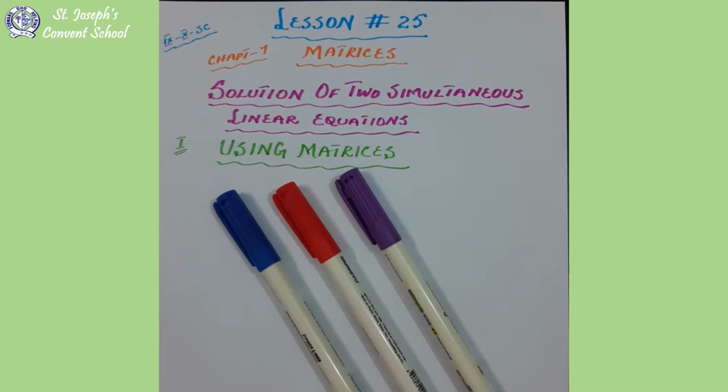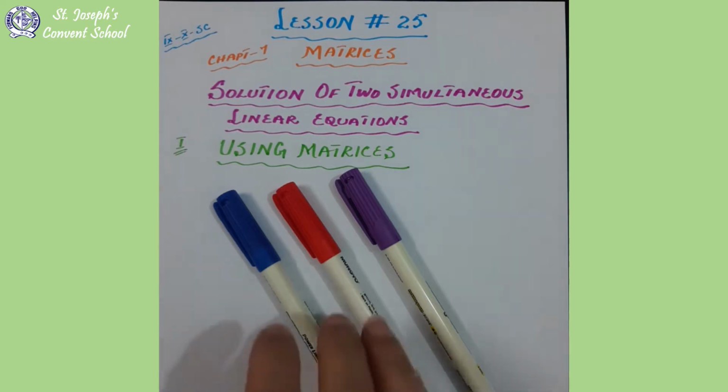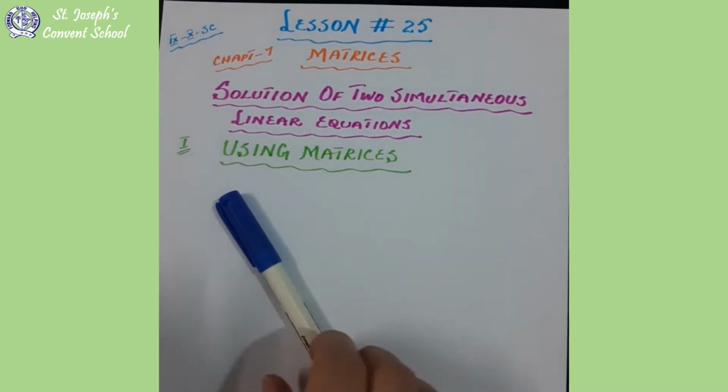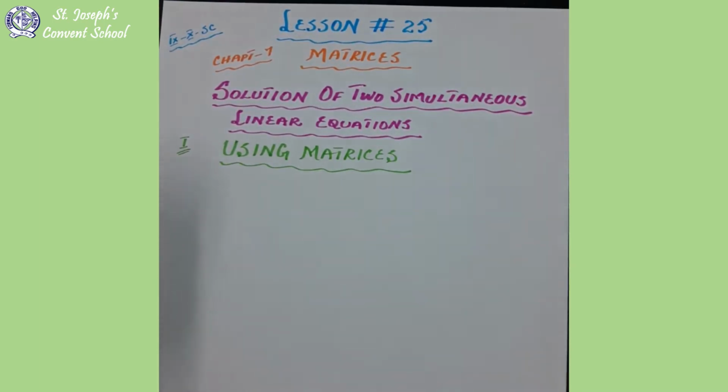Now let me tell you the steps which you have to follow. We will find the solution set using the matrix method, and the second important method is Cramer's rule. So first we'll do the matrix method and then we'll do Cramer's rule. Both we are going to do. Let's start with the matrix method: how to change the equation into matrix form.